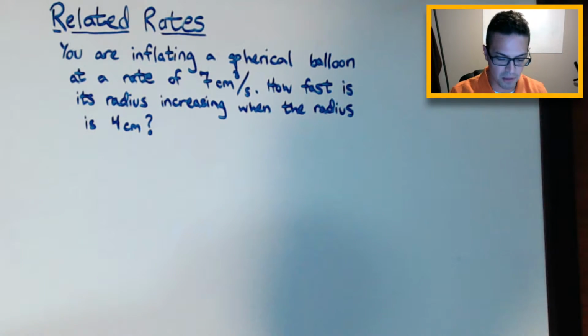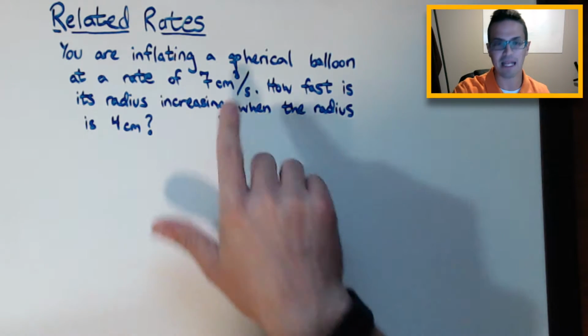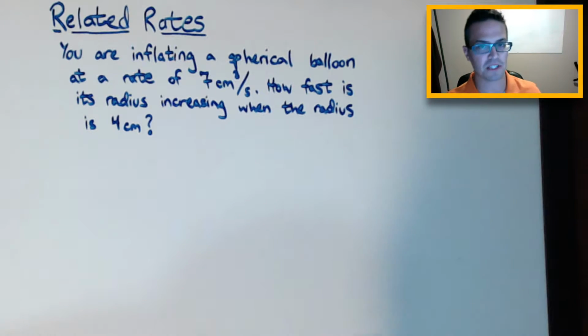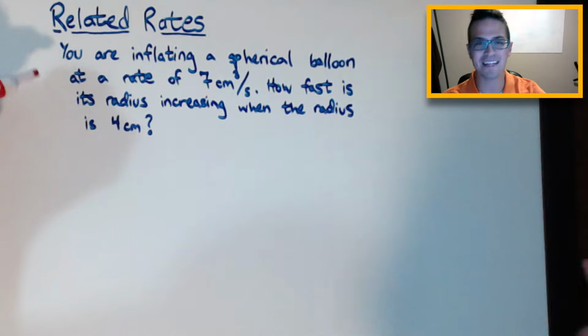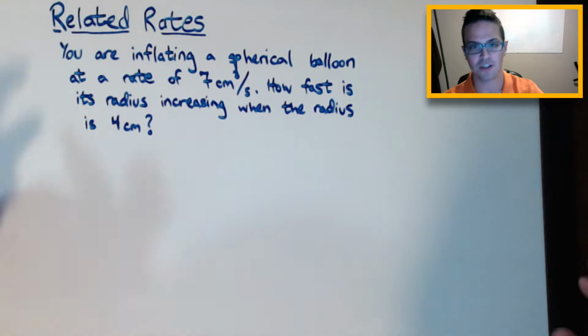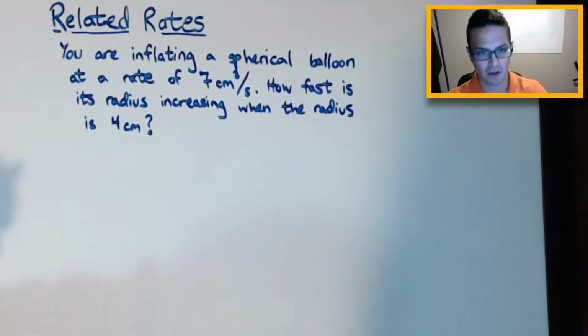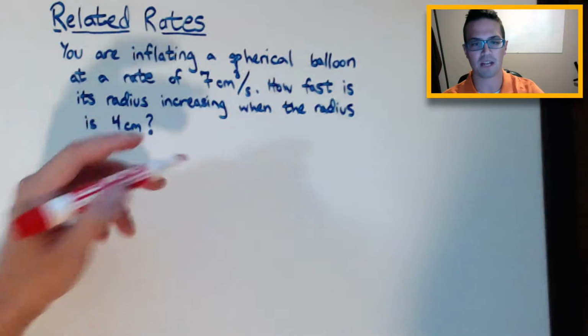So the first thing that we're going to do is translate everything from English to math so we have some equation to work with. The first thing it says is you are inflating a spherical balloon. That's important to know, that the balloon is a sphere. And then it's at a rate of 7 cubic centimeters per second.